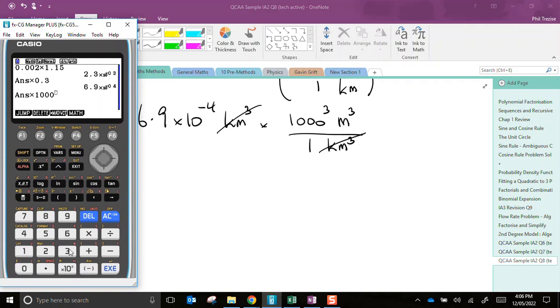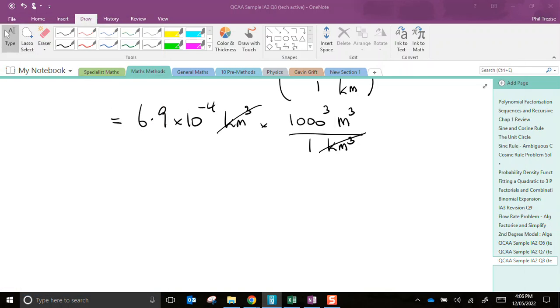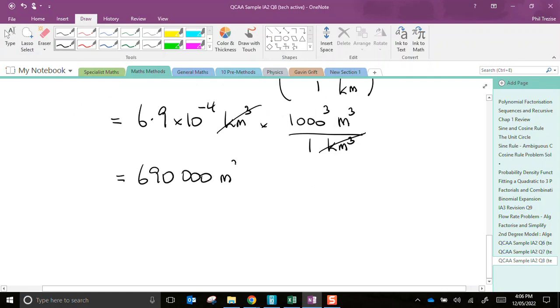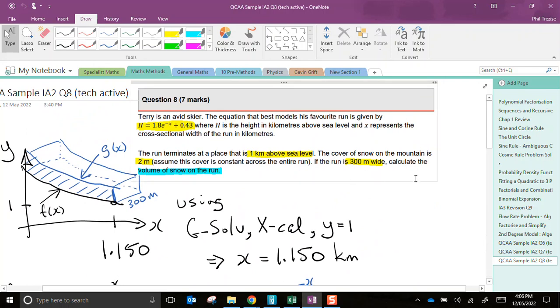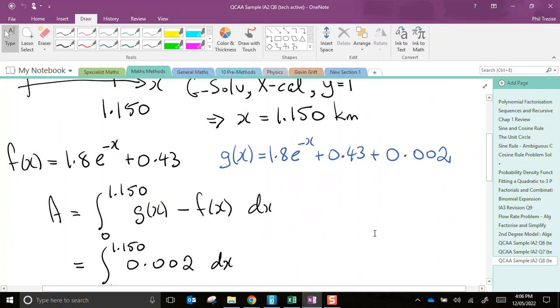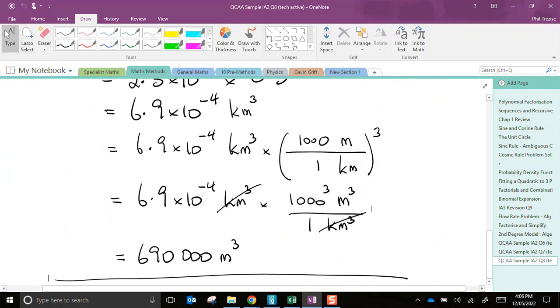So let's go multiplied by 1,000 cubed. And I get this number here, 690,000 as my answer. So that's 690,000 cubic metres of snow covering the ski run. Let's check to see that we've answered the question. It was calculate the volume of snow on the run. Done so. And we've used the appropriate units and we've justified our solution. So that's it for this video. Thanks for watching.